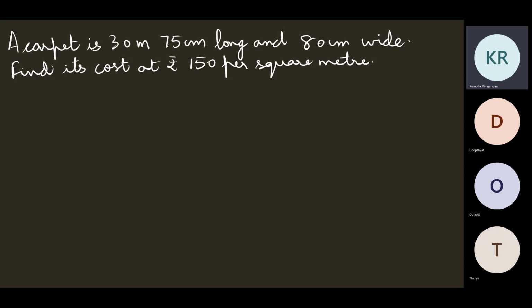So in this question, a carpet is 30 meters 75 centimeters long and 80 centimeters wide. We need to find the cost of the carpet at rupees 150 per square meter. If the carpet is sold at the rate of 150 rupees per square meter, then what will be the cost of buying the carpet? Try, let me see how you can understand and work this, children.